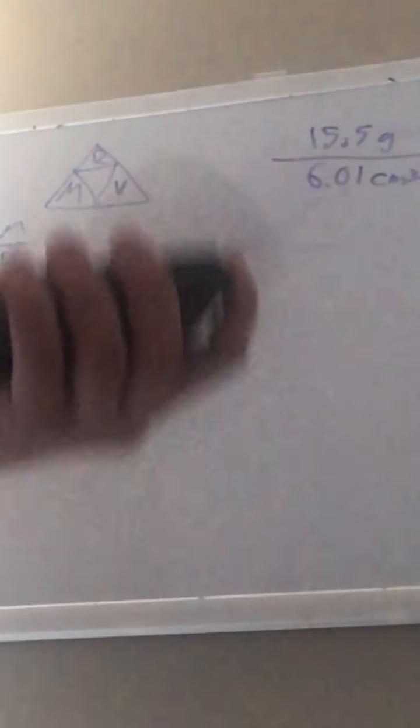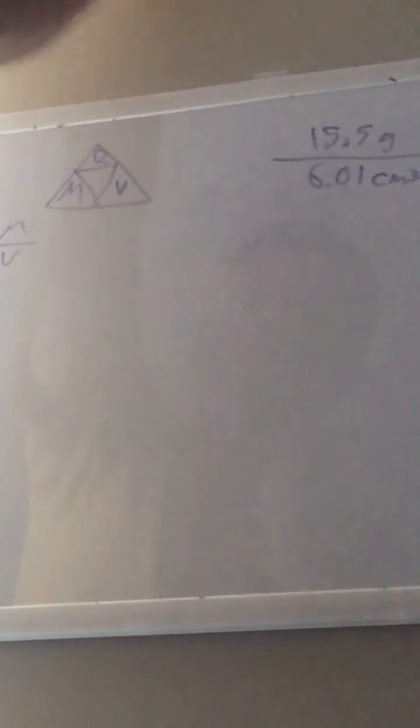Here's what you get. You would get 2.57, or if you like to round, you just get 3. The unit is probably grams per mil, so you get 3 grams per mil.